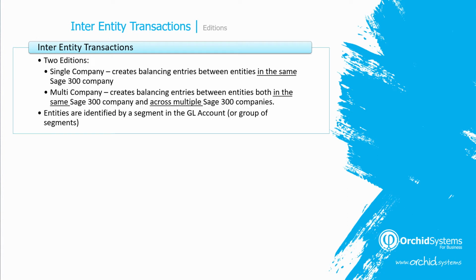Inter-entity transactions comes in two editions. Single company, which creates the balancing entries between entities in the same Sage 300 company. And you have multi-company, which creates balancing entries between entities both in the same company and across multiple Sage 300 companies. Entities are defined by a segment in the GL account.